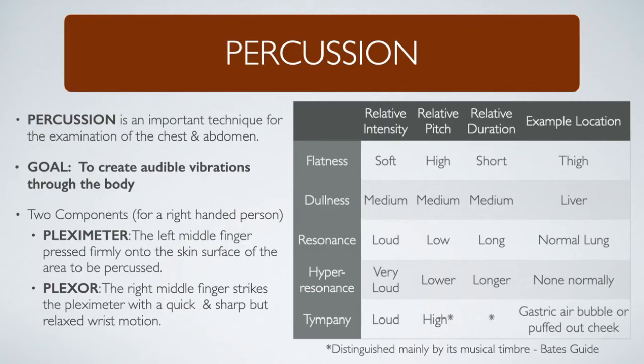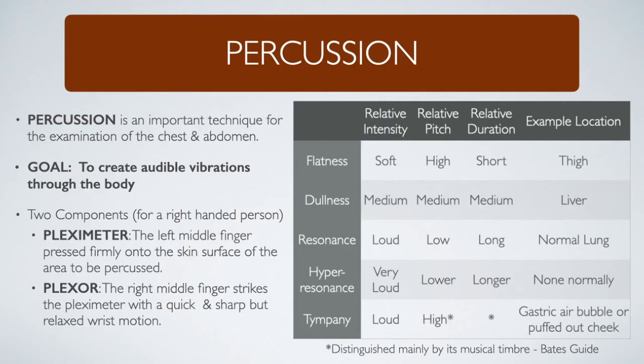tones or different sounds of percussion, of which there are mainly five. There can be flatness, dullness, resonance, hyperresonance, and timpani. The normal lung is resonant. But if the lung is hyperinflated, like in the case of COPD or asthma, you could see hyperresonance.